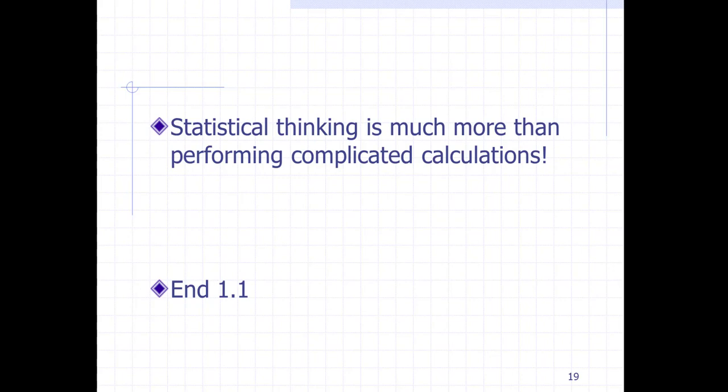And just remember, statistical thinking is much more than performing complicated calculations. I just want to say that there are going to be a few things that we're going to calculate by hand, but most of the time we're going to use StatCrunch to do the calculations. I want you to think about the formulas for the numbers that we're going to be using, but we're going to use the tools we have to do our work, and then our work is going to be using those numbers to make decisions.